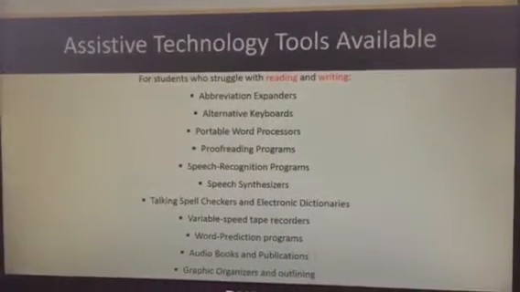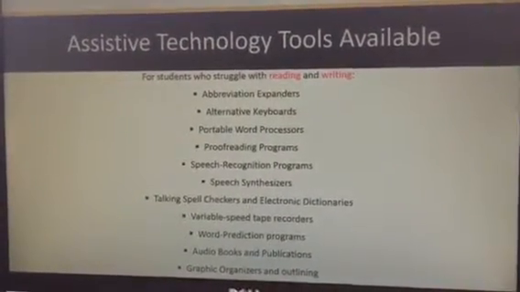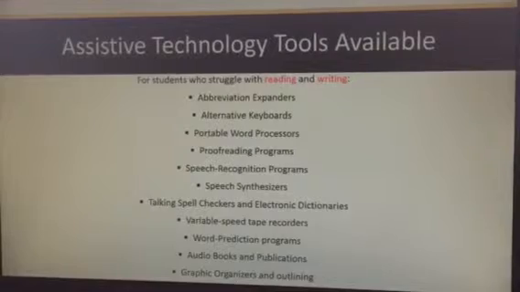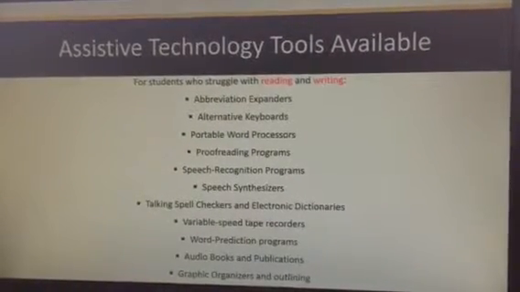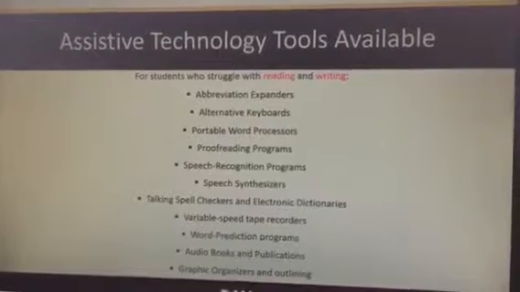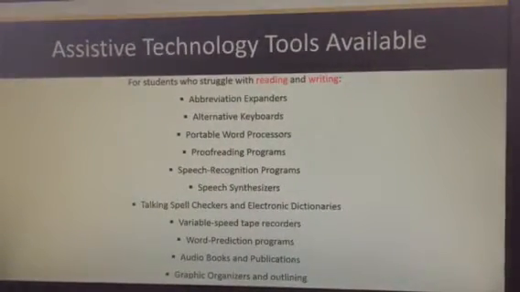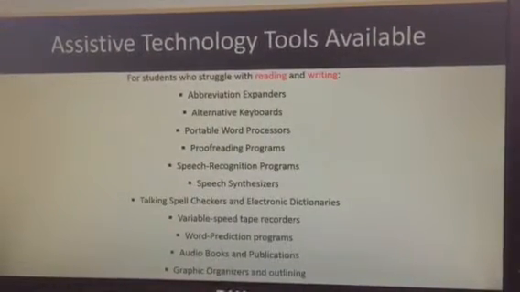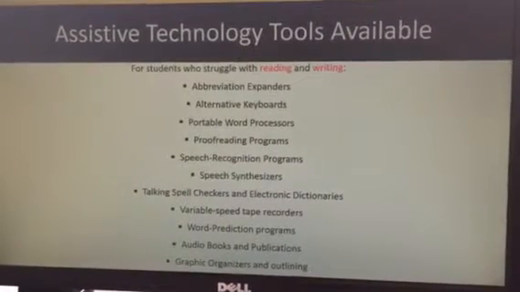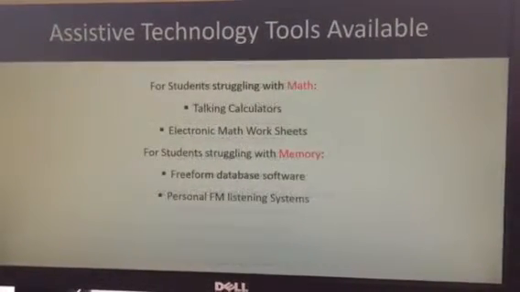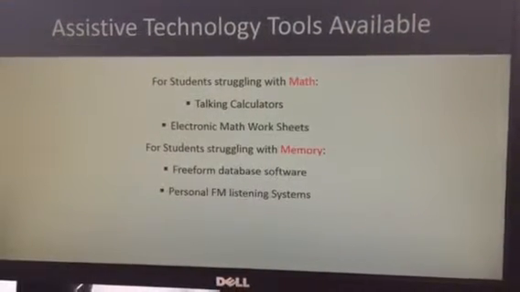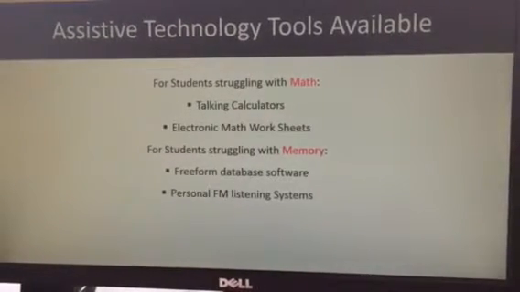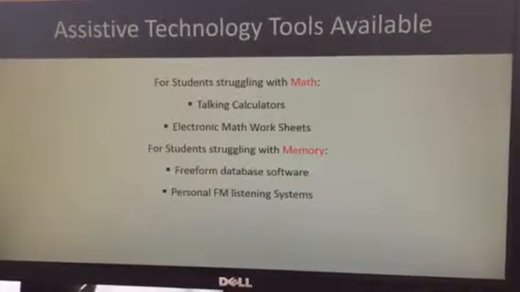I'm just going to go through a list of assistive technology tools that are available. For students who struggle with reading and writing, there are abbreviation expanders, alternative keyboards, portable word processors, proofreading programs, speech recognition programs, speech synthesizers, talking spell checkers and electronic dictionaries, variable speed tape recorders, word prediction programs, audiobooks and publications, graphic organizers, and outlining. For students struggling with math, what can help are talking calculators in general and electronic math worksheets, and for students struggling with memory, freeform database software.